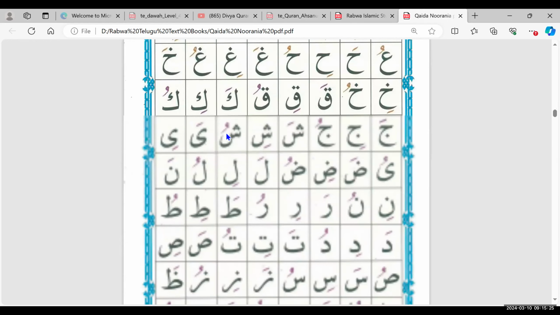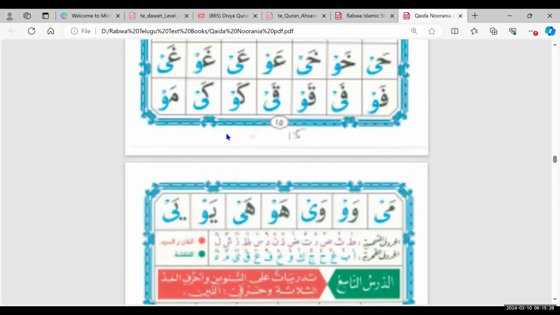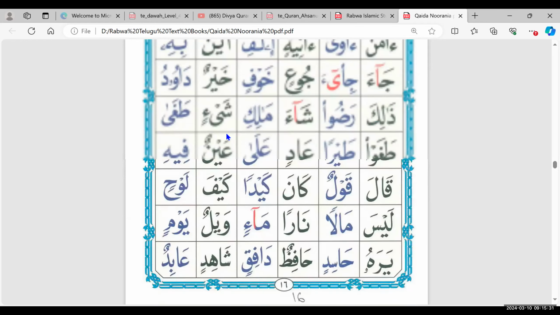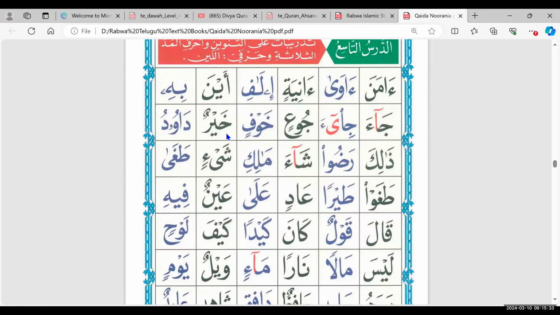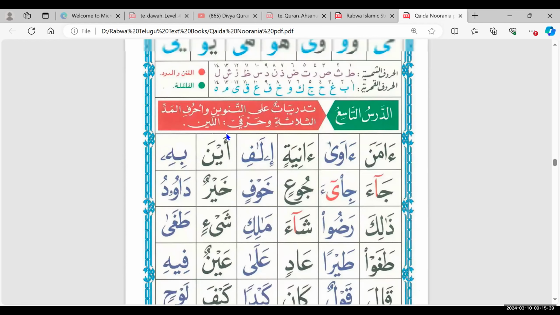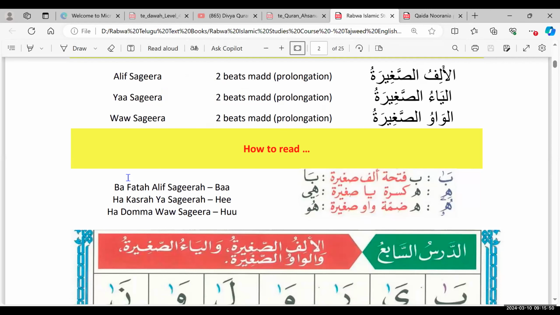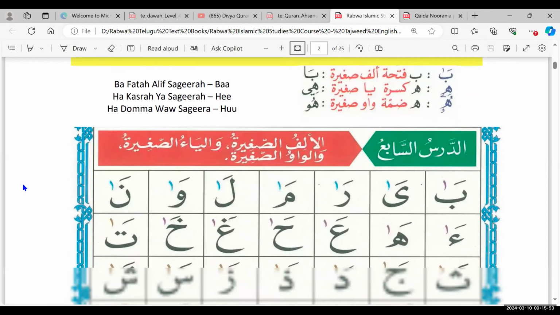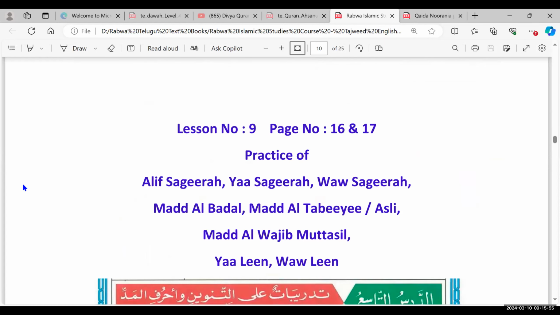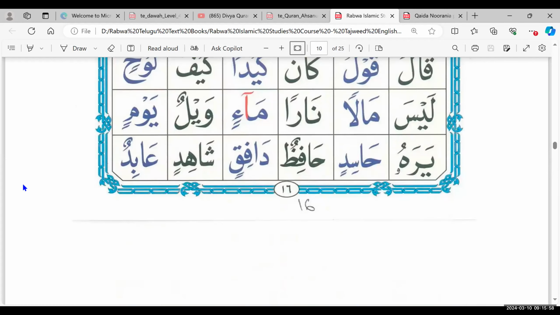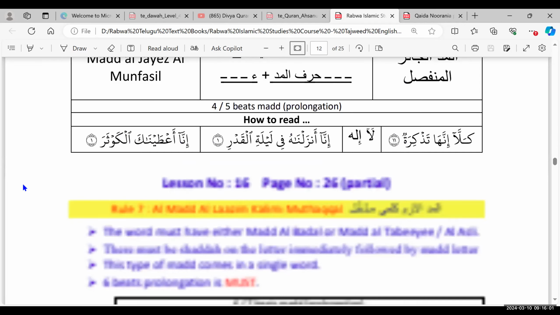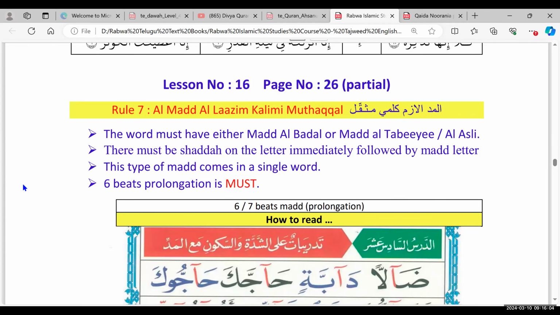Let us move to the examples of this rule: Mad al Wajib Muttasil, Mad al Badal, Mad al Asli, Alif Sageerah, and Mad al Wajib Muttasil. These examples have been given in the durus of 9, so we already discussed this. Let me take you to the last rule remaining in the mad, that is Madal Iwad and Madal Arid lil Sukoon. This is one of the important rules.